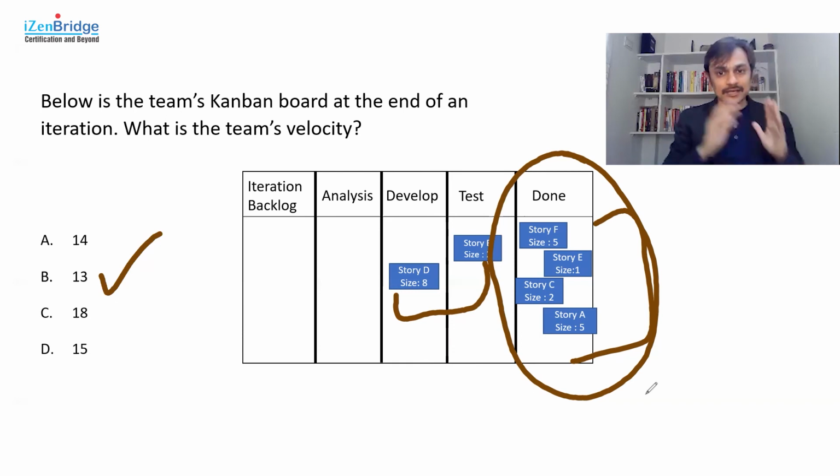So simply put, if I have this particular Kanban board at the end of an iteration, my velocity is 13. Summing the sizes of stories F, E, C, and A, 5, 1, 2, 5, makes the answer 13.